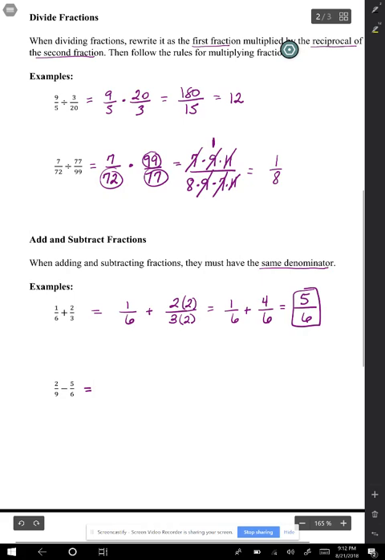Okay, now one with subtraction, we're doing the same thing. We're looking at 9 and 6. So what will 9 and 6 both go into? We know that 9 and 6 will both go into 18.